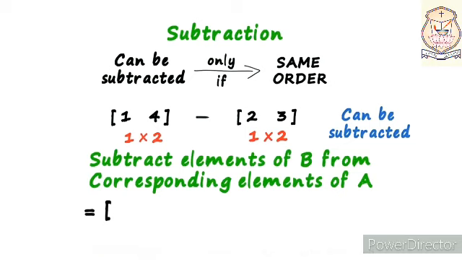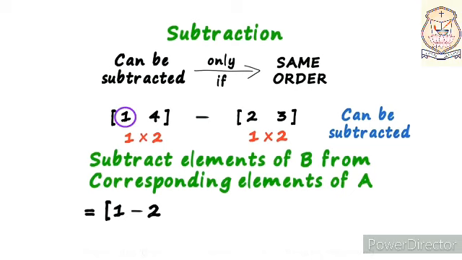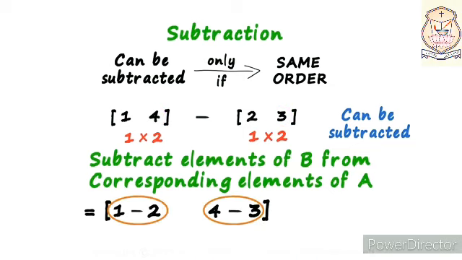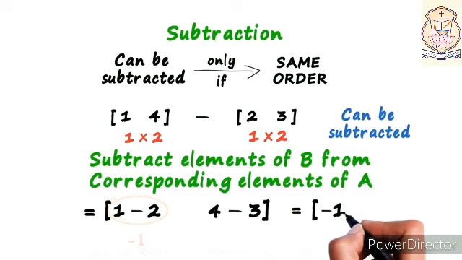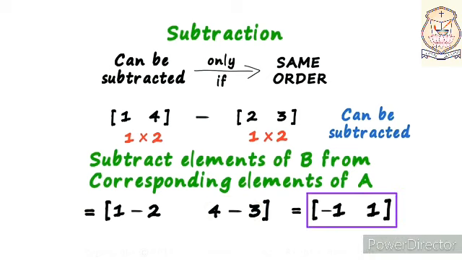The 1/1th element will be 1 minus 2. Element of A minus the corresponding element of B. And the 1/2th element will be 4 minus 3. Now we just find these two elements to get the resulting matrix. 1 minus 2 is minus 1. So we write minus 1 as the 1/1th element. 4 minus 3 is 1, which becomes the 1/2th element. This is our answer. Minus 1, 1.